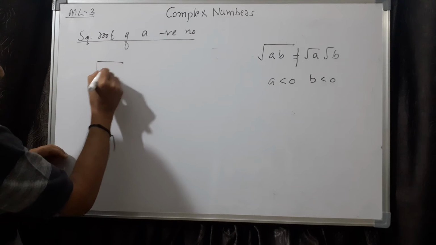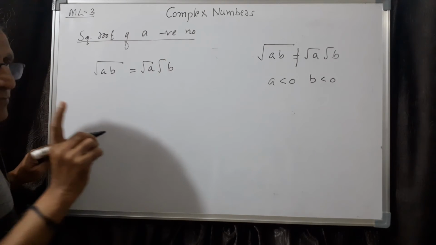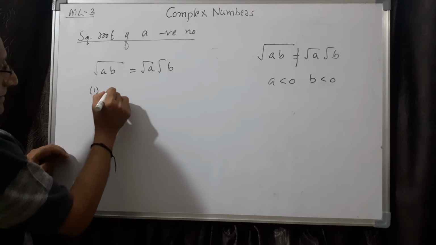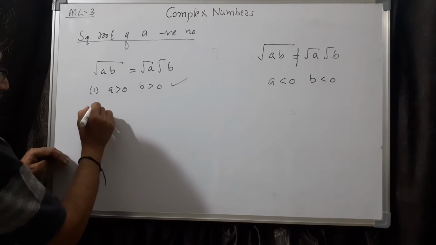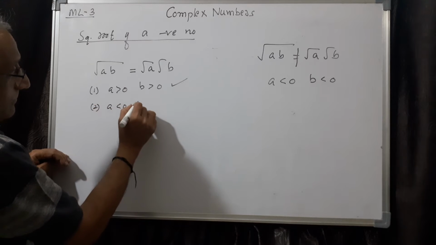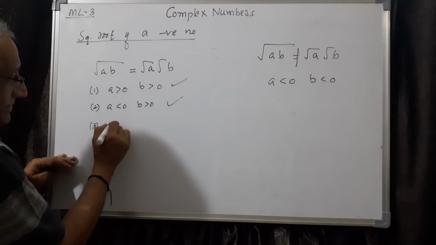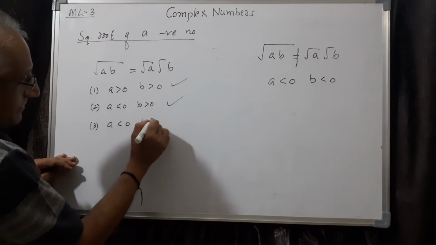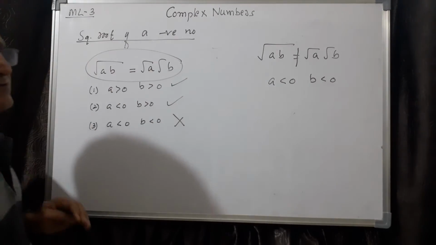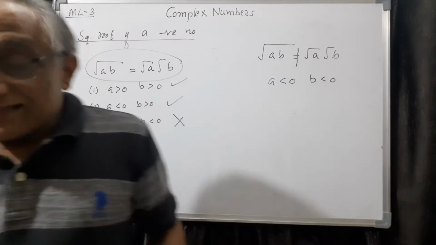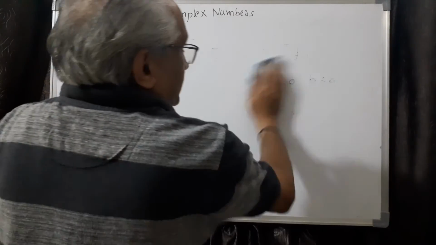That means square root of AB is equal to root A root B, provided one condition: A should be positive, B should be positive. Perfectly alright, no problem. Second one, A negative, B positive. Perfectly alright, no problem. But the third condition is if A is negative, B is also negative, this law is not valid. So this is what you have to remember. Otherwise, there will be calculation error. So that is square root. Whenever you are taking square root of a negative number, be careful.